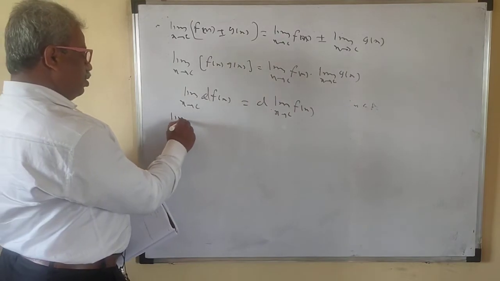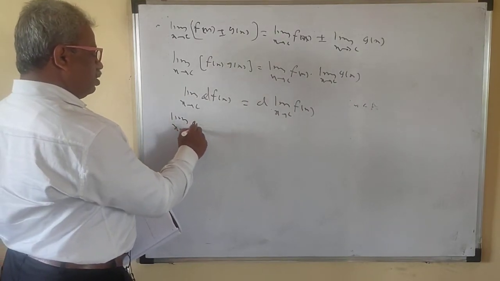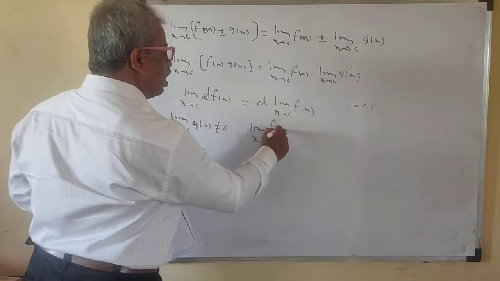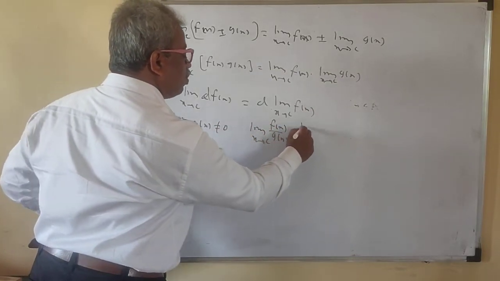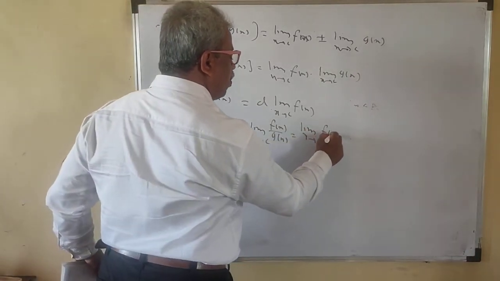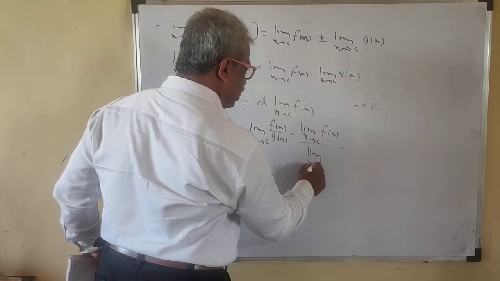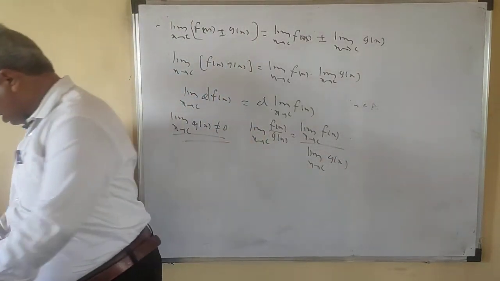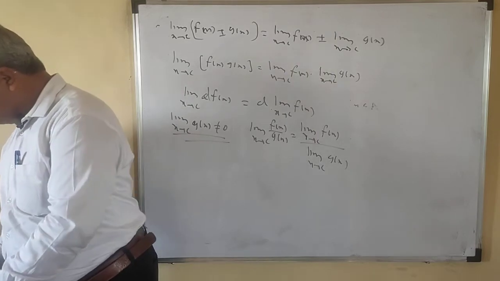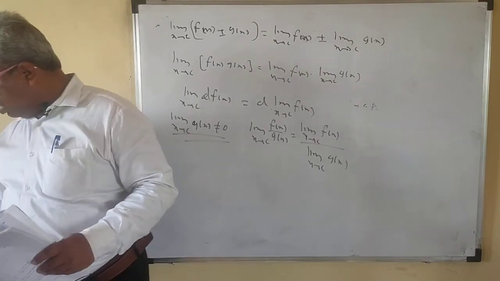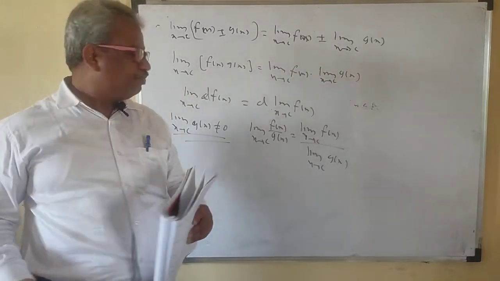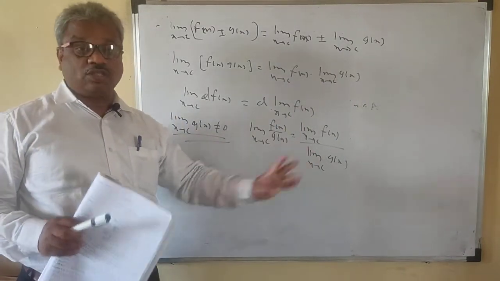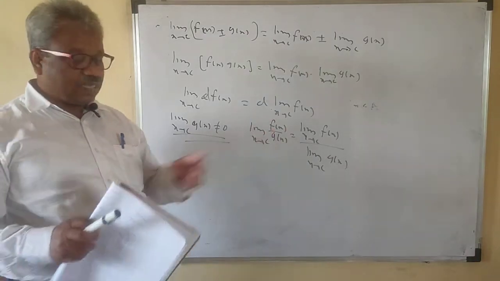D is not a function of x. Suppose limit x tends to C, g of x is not equal to 0, then limit x tends to C, f of x upon g of x is equal to limit x tends to C, f of x upon limit x tends to C, g of x. So this condition is very important here. If this condition is not there, then this will not happen. This will happen only if the limit of the denominator is not 0. So you have to take care of this one.